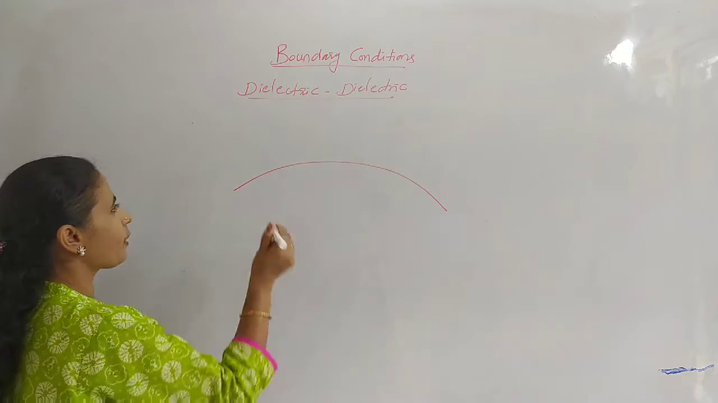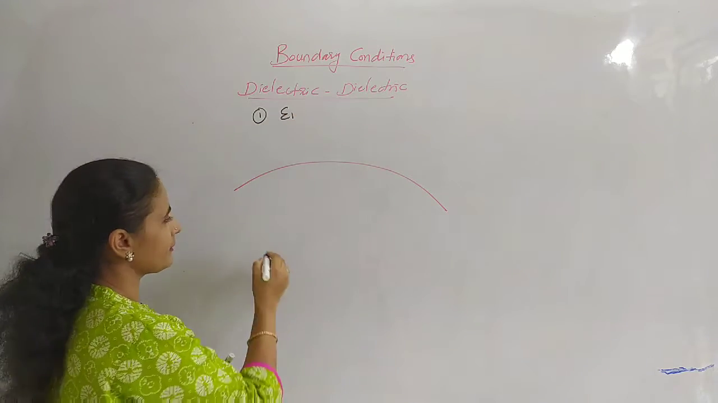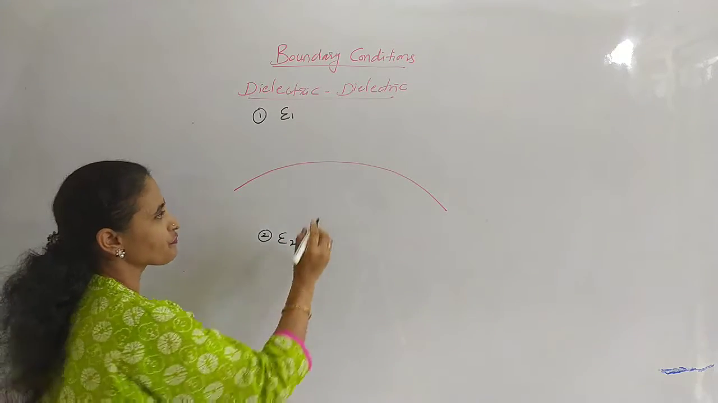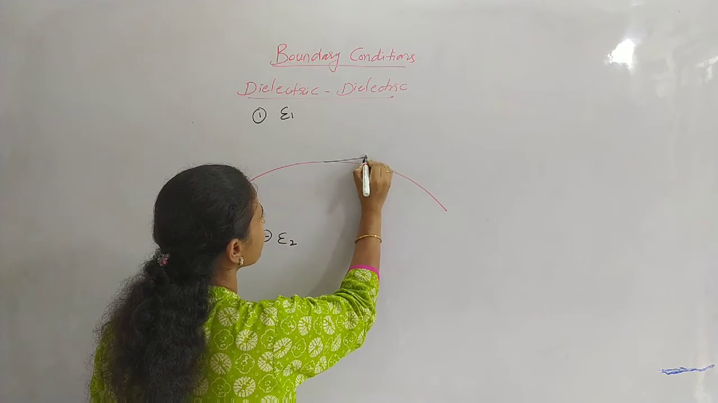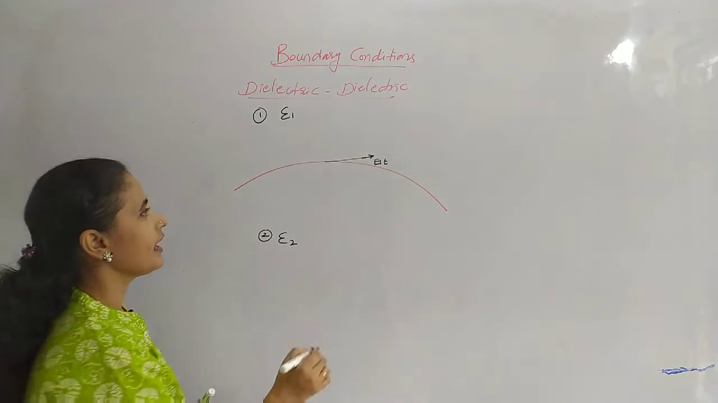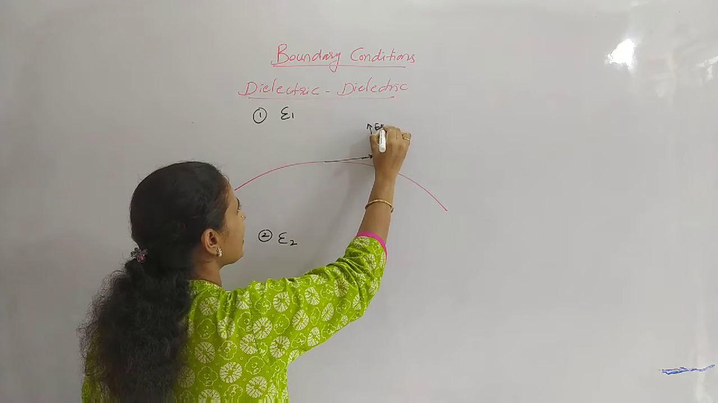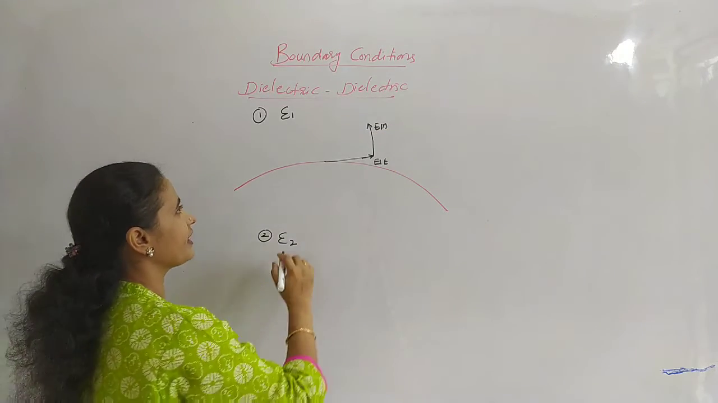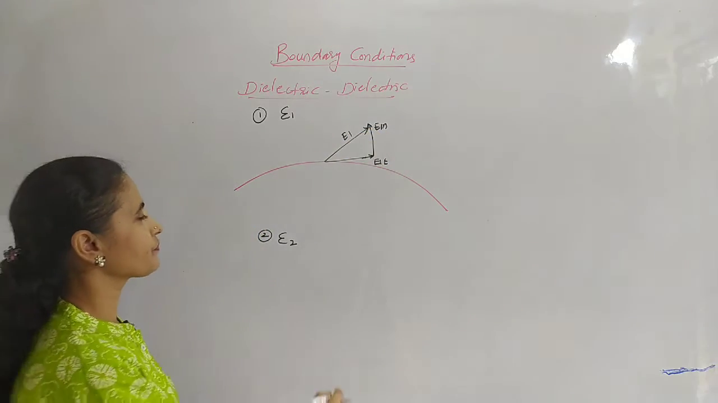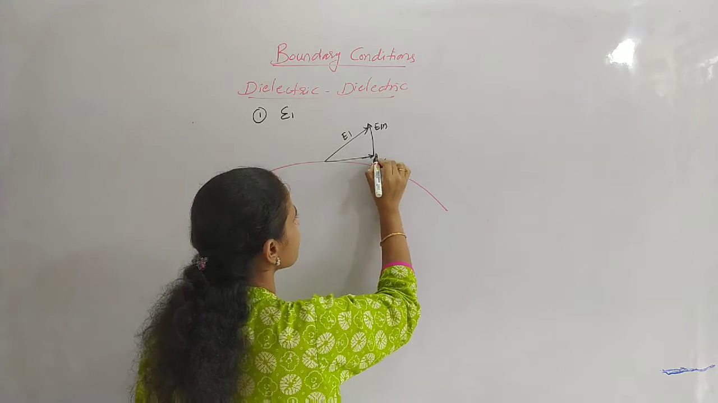So this is a boundary line. This is medium 1, or dielectric 1, whose permittivity is epsilon 1. Here we have one more dielectric medium whose permittivity is epsilon 2. At the boundary line, we will be having the tangential component. Let E1t be the tangential component of the electric field, and there will be a normal component also, E1n, and the resultant electric field E1 in the first medium.